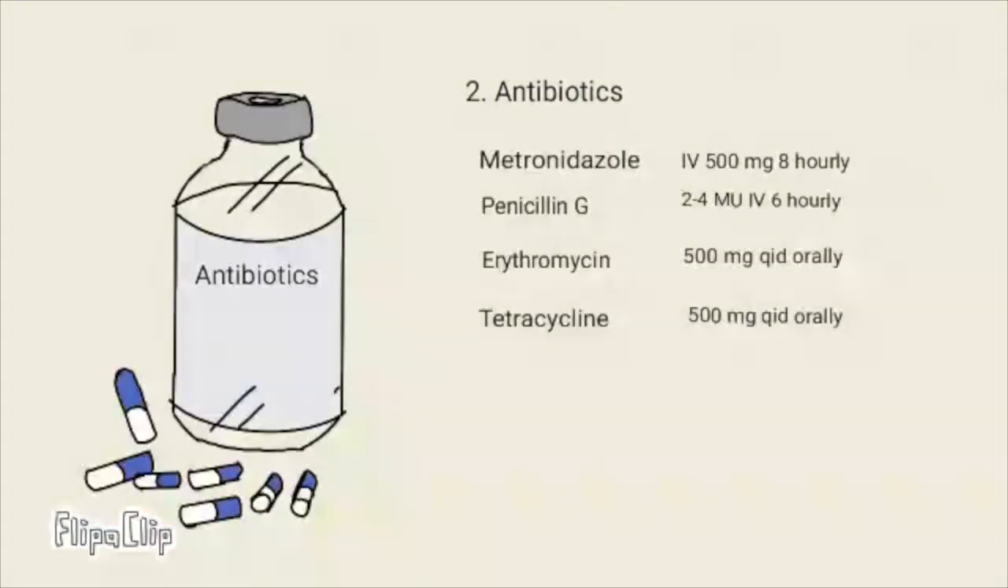For antibiotics, these are the examples: metronidazole, penicillin G, erythromycin, and tetracycline. The antibiotic of choice is metronidazole, in which you give intravenously 500 mg 8 hourly, and this should be given for duration of 7 to 10 days. Other antibiotic includes penicillin G, in which you give 2 to 4 million units intravenously 6 hourly, or erythromycin, in which you give 500 mg 4 times per day orally, or you can give tetracycline 500 mg 4 times per day orally.